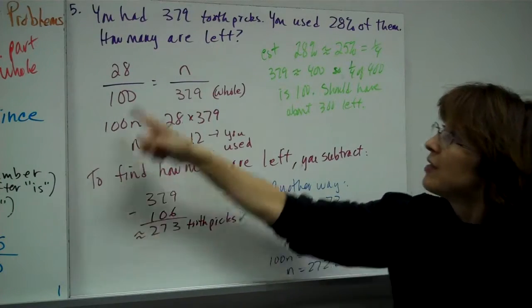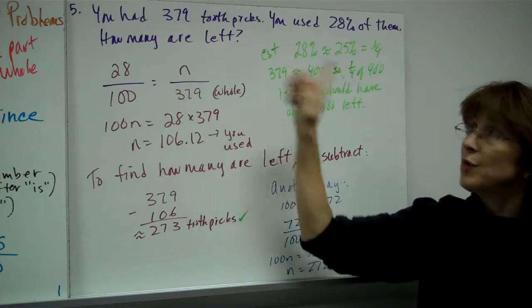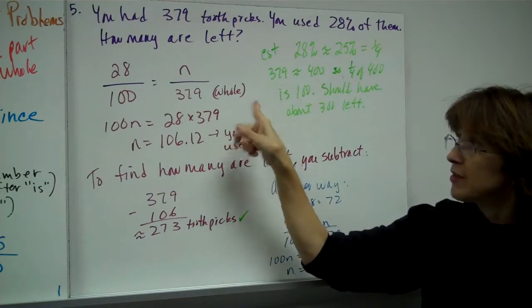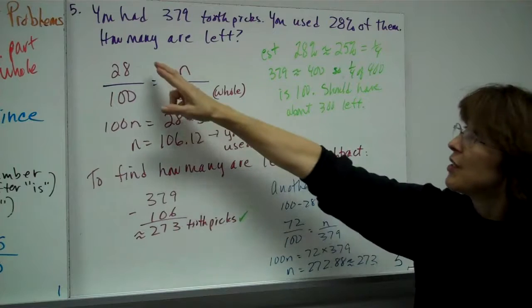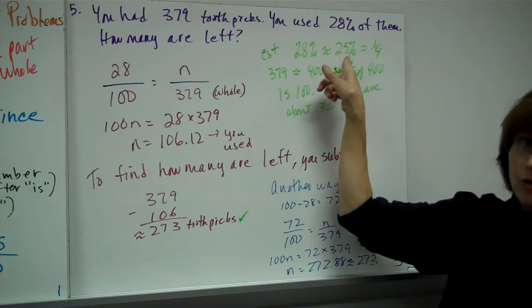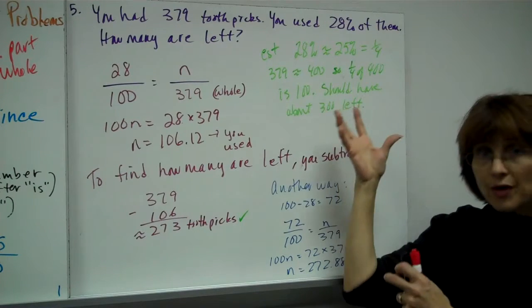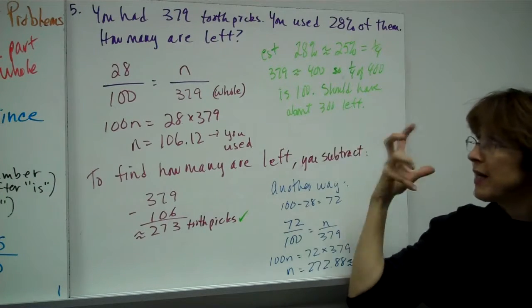Okay, suppose you had 379 toothpicks. You used 28% of them. How many are left? We did this using the tape diagrams. So let's see if we can do it with the percent. We've got 28%, 28 over 100. We can estimate, of course, that 28 is about 25%, which is about 1/4. So 379 is about 400. You just kind of use round numbers here to get an idea.